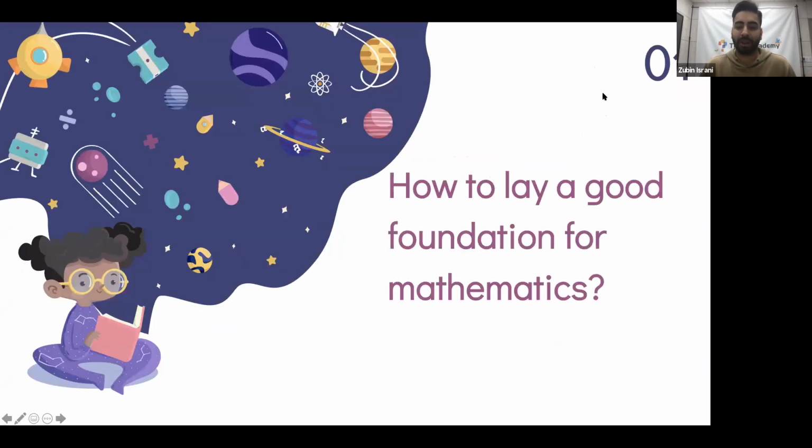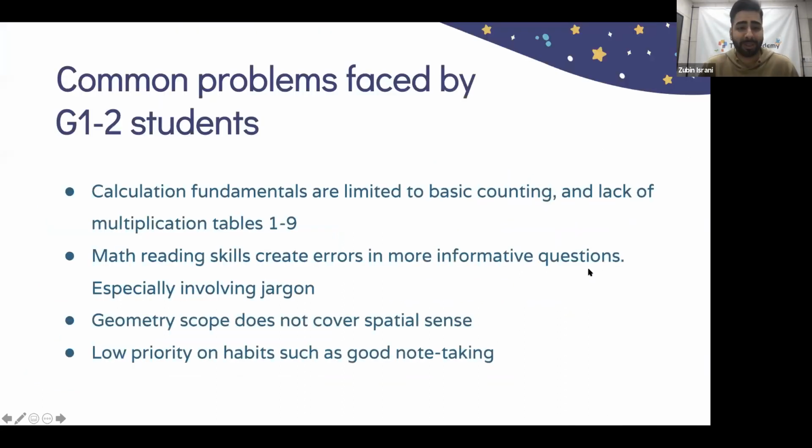So number one thing is the foundation for grade 1 to 2 students, right? We need a good foundation for mathematics, and we'll be covering that today. The most common problem that grade 1 to 2 students face is that the calculation fundamentals are limited to basic counting and a lack of multiplications. What you need to know for Math Kangaroo is knowledge of all the tables from 1 all the way through 9, but very quickly too. What I see with a lot of the students, especially grade 1 students, is their counting is limited to, say, finger counting or associating with physical objects, and that needs to be boosted up a little bit. We will get to that later.